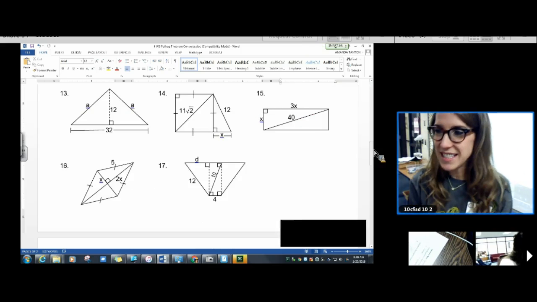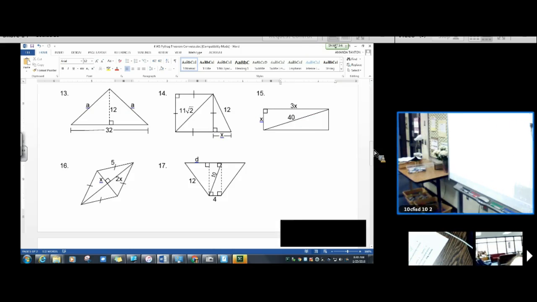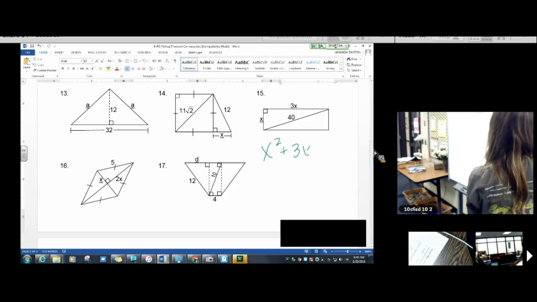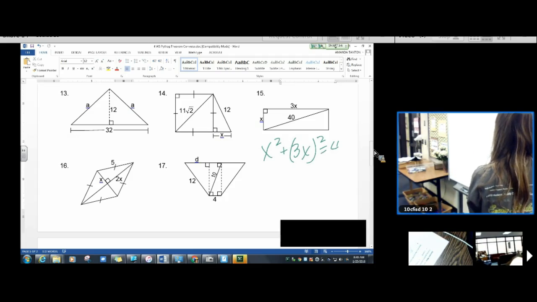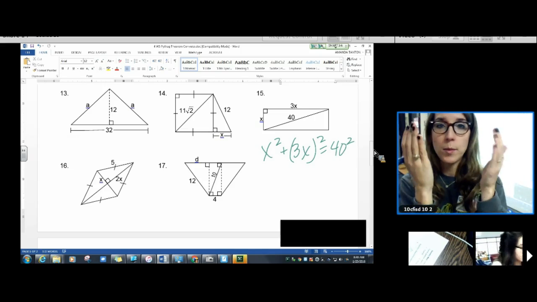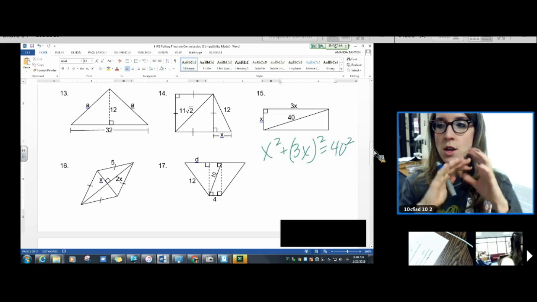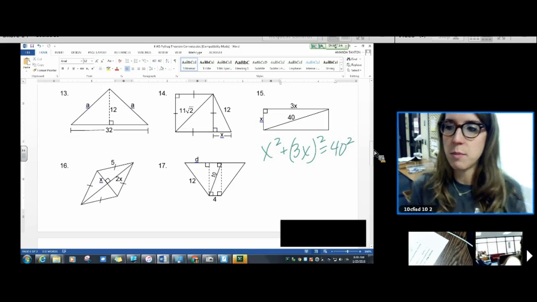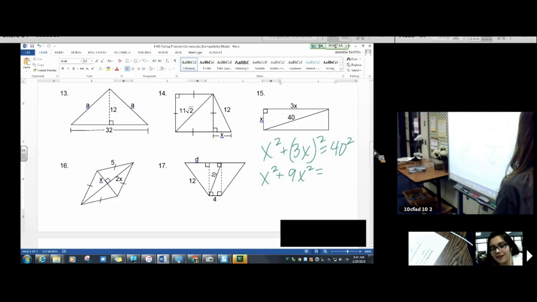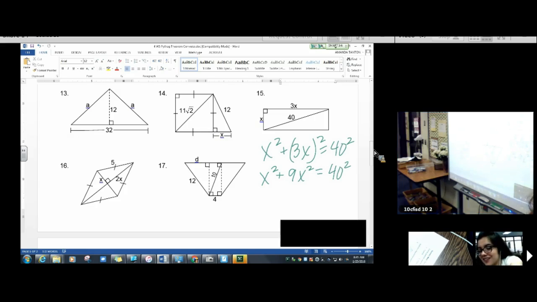Okay? Ooh, 15's a good one. It's got some x's in it. Here we go. A squared plus b squared equals c squared. And once again, I bet that you're asking about this because you might have forgotten to put parentheses around the 3x. You have to square the entire side, not just part of the side. So that's saying x squared plus 9x squared equals, I'm not even going to square 40.